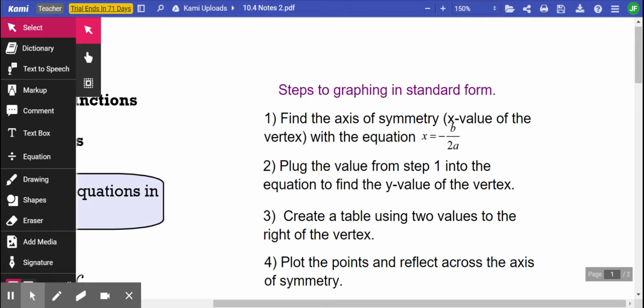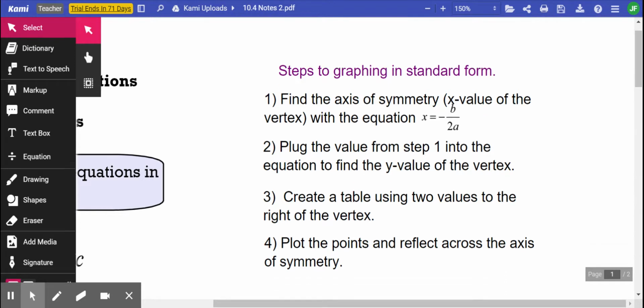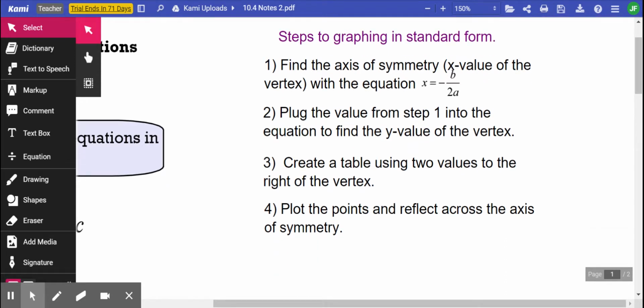Find the vertex and the axis of symmetry by doing the opposite of b over 2a, and then plug that in to find the y value of the vertex. After that, we're going to create a table like we did when they were in vertex form, and then plot the points and reflect them across the axis of symmetry. So once we have the axis of symmetry and vertex, the process is very similar to graphing in vertex form.